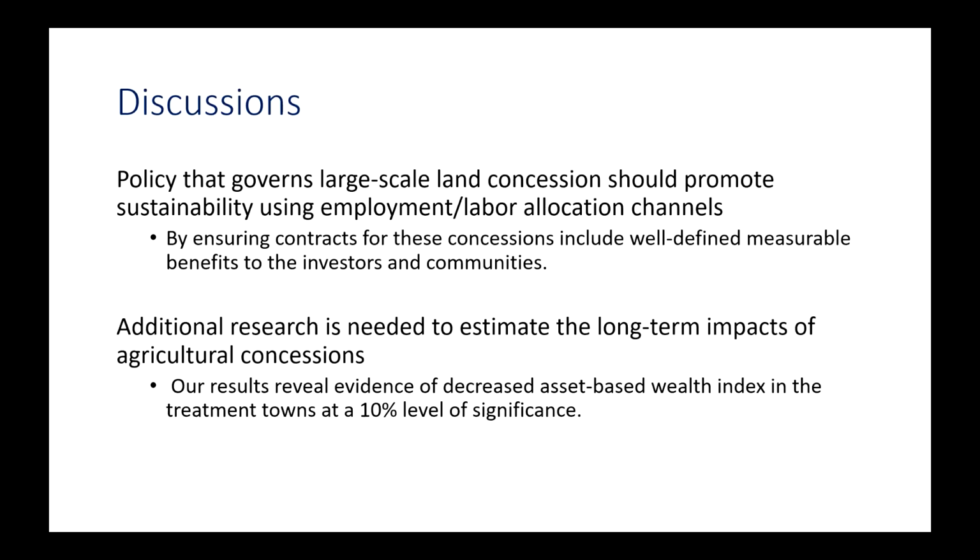So for discussion points, it's really hard for the government to really try to control and regulate how these farm concession companies are operating. And the one thing that we can really say from this paper is that there are these labor allocation channels that are really affecting these households. So if we could focus more on this channel and have some measurable indicators for the government to implement for this sector, then it will probably help to promote the economic impacts and then more positive impact for the households.